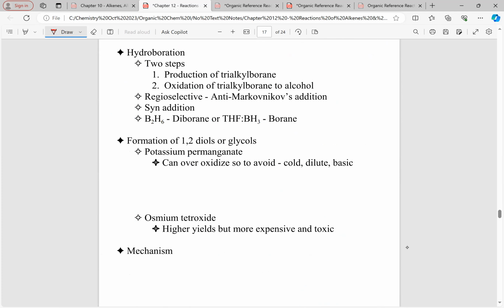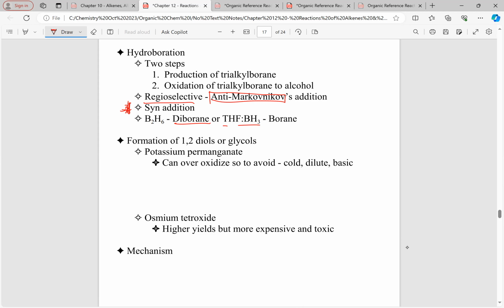And this one is called hydroboration. And again, it's 2 steps. So just like that oxymercuration, demercuration, we're going to make kind of a crazy thing called a boron square. It is regioselective. Okay, we are going to make the anti-Markovnikov alcohol. It is syn addition. And we're going to use a reagent called diborane or tetrahydrofuran with BH3. Okay, so either of those 2 will work.